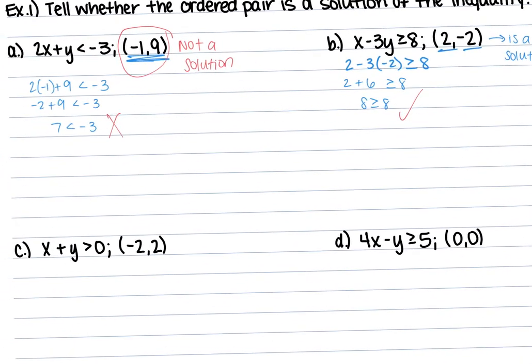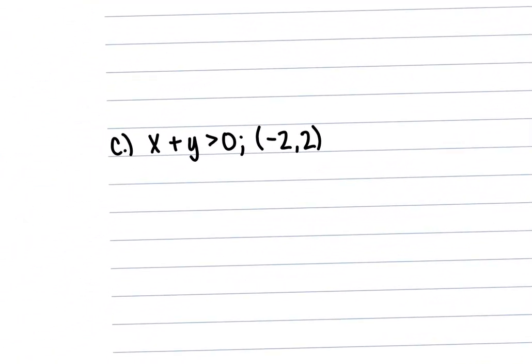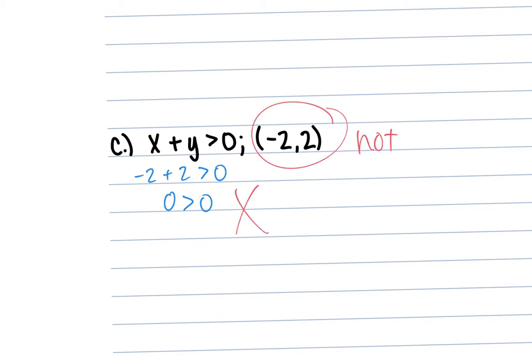Okay. C. X plus y is greater than 0, -2 and 2. Preston. When Kristen comes back, okay? So we're going to plug it in. We're going to get -2 plus 2 should be greater than 0. We get 0 is greater than 0. No. Why not? It's not equal to, okay? 0 is equal to 0, but our inequality does not include equal. Oh, I'm sorry. Thank you. That should be an X, okay? So this is not a solution.